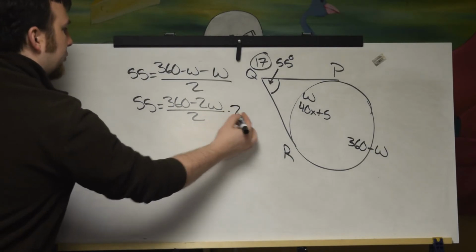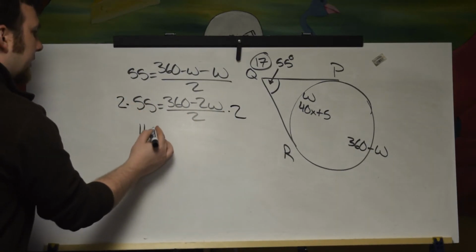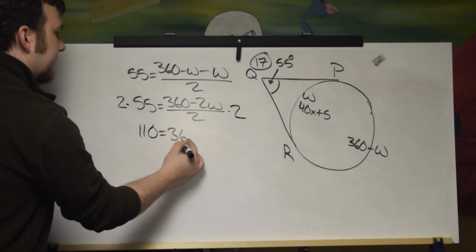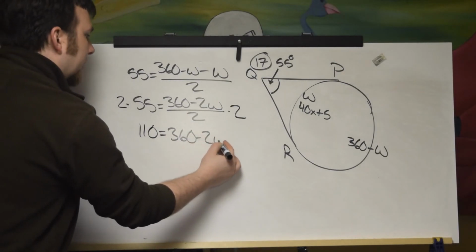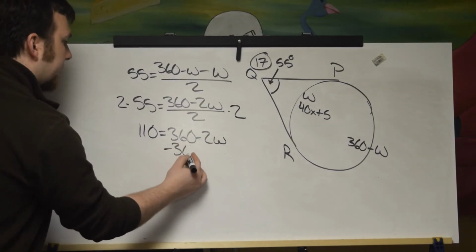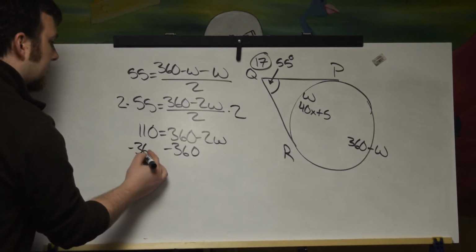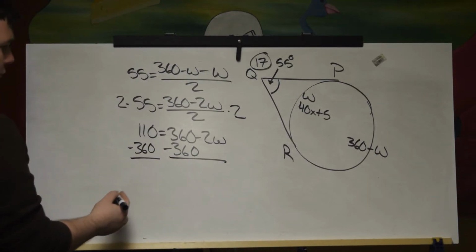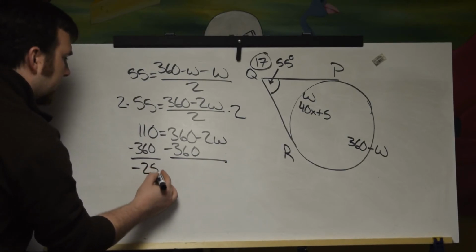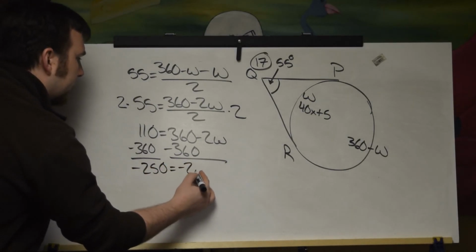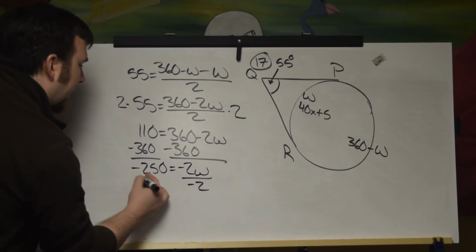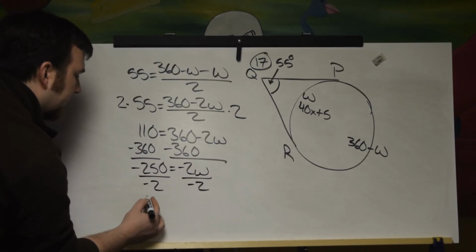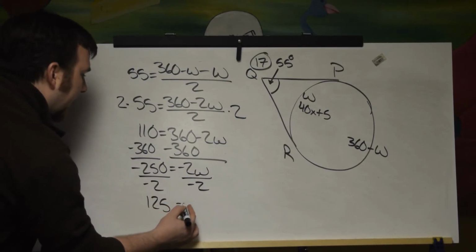So we'll multiply by 2. That's 110 equals 360 minus 2W. We'll subtract 360. I think that's going to be 250. Negative 250 equals negative 2W. Divide by negative 2. That should be 125.